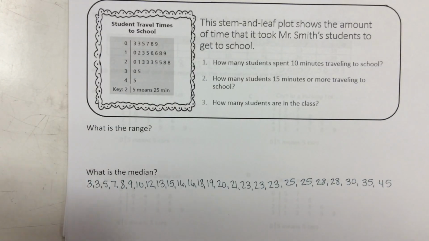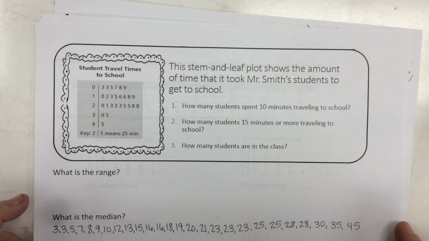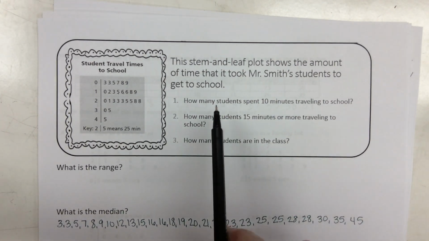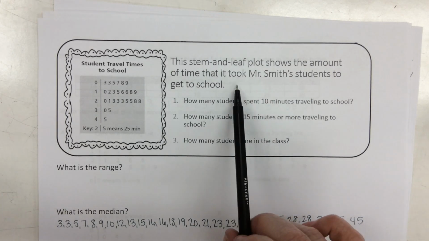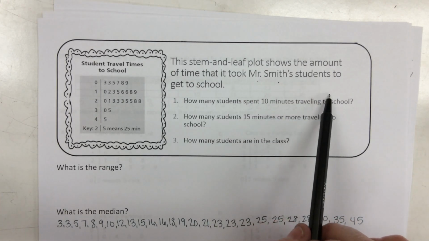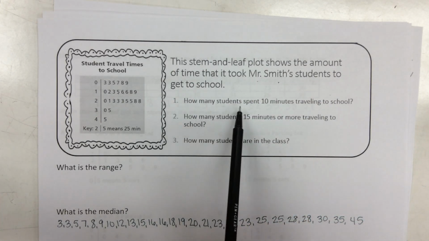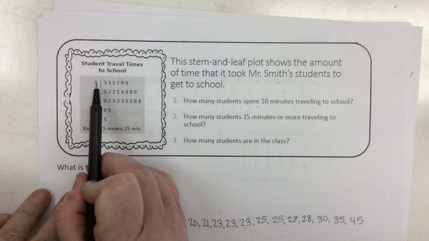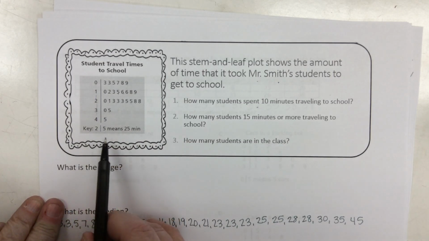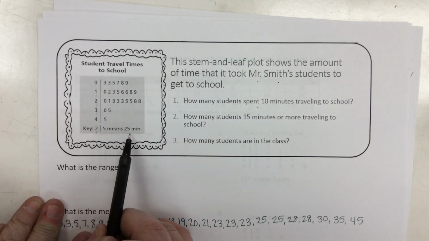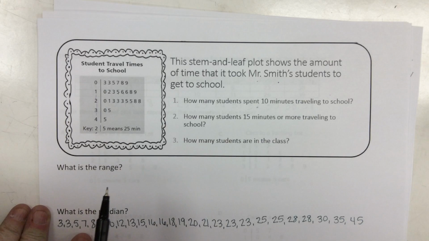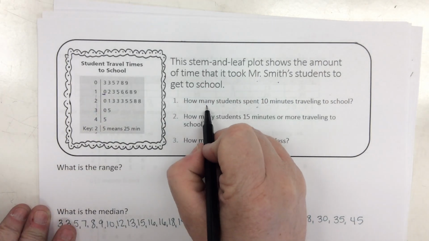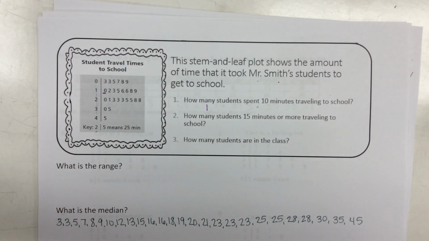Now, this one here, a lot more numbers on this one. This is still in your journal. The stem and leaf plot shows the amount of time that it took Mr. Smith's students to get to school. How many students spent 10 minutes traveling to school? That would be exactly 10 minutes. So my key tells me that this means 25. So that's the tens place and the ones place. So the 10-minute one is just that one right there. So one student spent exactly 10 minutes.